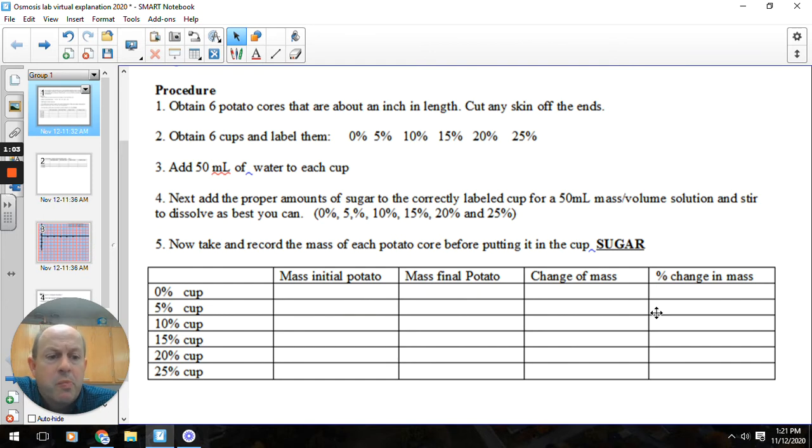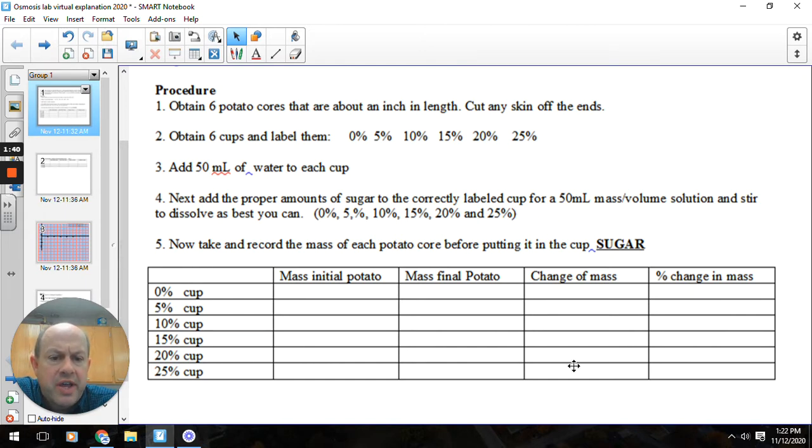Then to get the percent change in mass, we're going to take whatever this change was, divide it by the initial, and then times it by 100. And the same goes, if it was a negative number, leave it negative. And if it was a positive number, leave it positive. You should have some of both, okay? And so that would be how you get the change in mass and the percent change in mass. Final minus initial, and then the change divided by the initial times 100, leaving the negatives if you have them.